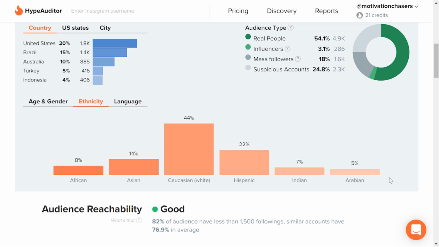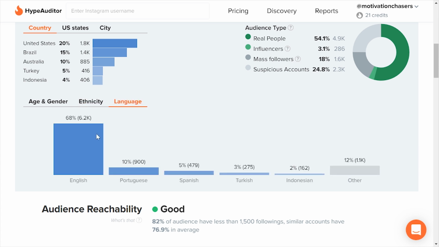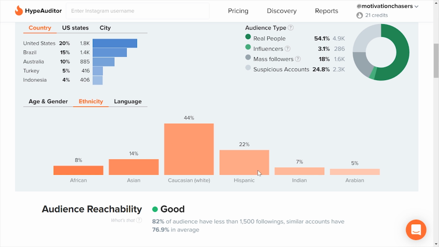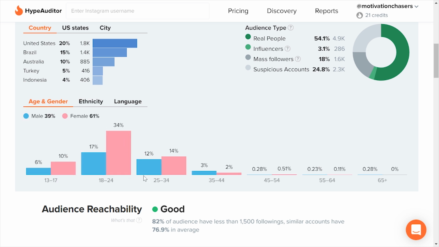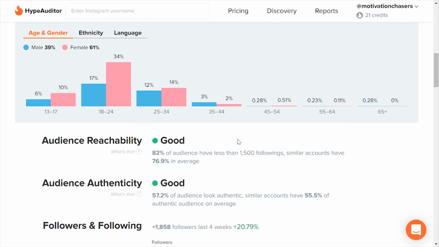Ethnicity gives you a better idea of who's actually following you. Language, and then English is the main one. But see, this is pretty cool. You can see which ethnicity is following you. You can also see the age and gender of who's following you. So it's pretty detailed analytics.